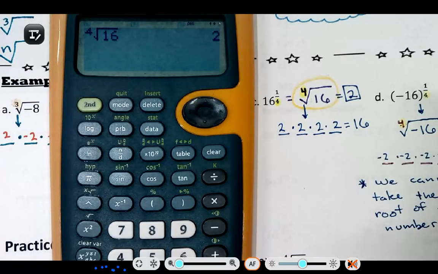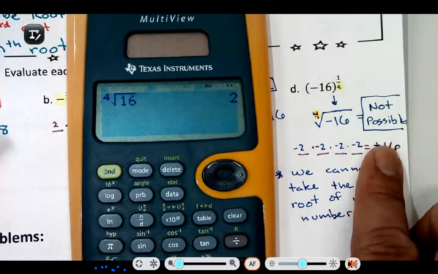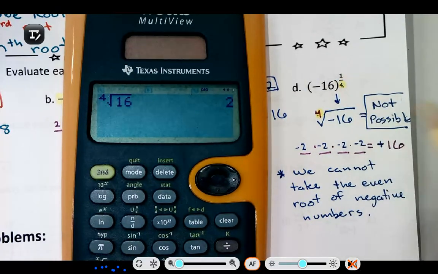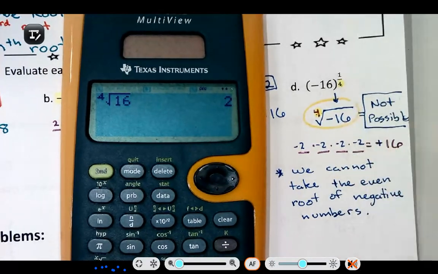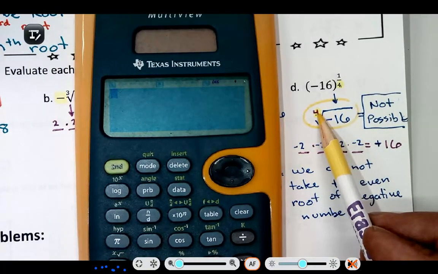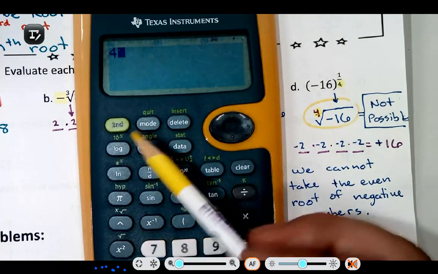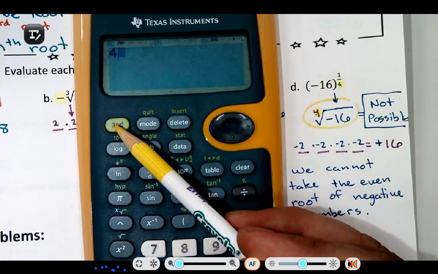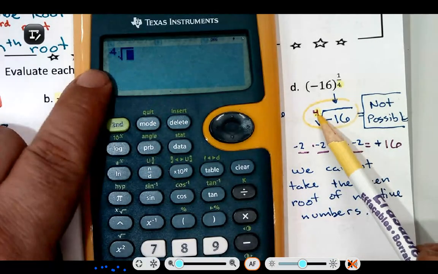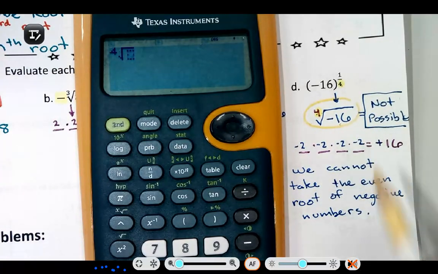So now let's see what happens to this one. For letter D, remember, this is the one that said not possible. So let's see how the calculator handles something like this. And remember, I'm not typing this in. I'm typing this in right here. So I'm going to do a 4th root. So again, I'm going to press the number 4. I am going to press the green second button, and then the power button. There it is, 4th root. It's got to look like this, just like we wrote it. And now I'm going to put in a -16, not minus, -16.